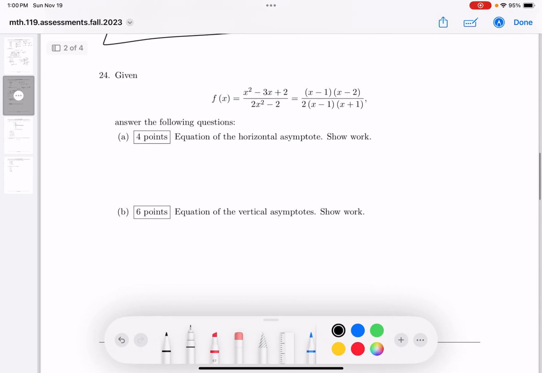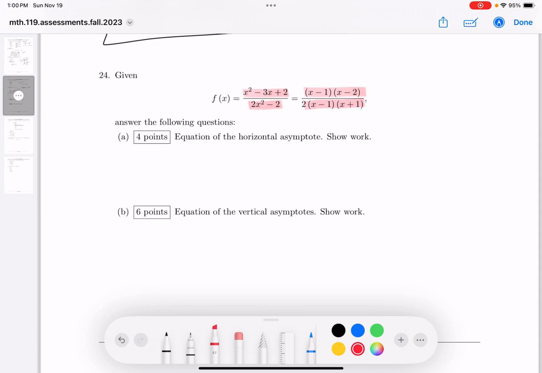All right, let's do the next one. Next one says find the equation of the horizontal asymptote. Before I go forward, I want to check to make sure this is correctly factored. So x squared minus 3x plus 2. Let's see, x squared minus 3x plus 2. The bottom, you pull a 2 out, you get x squared minus 1. So it looks pretty good, all right?